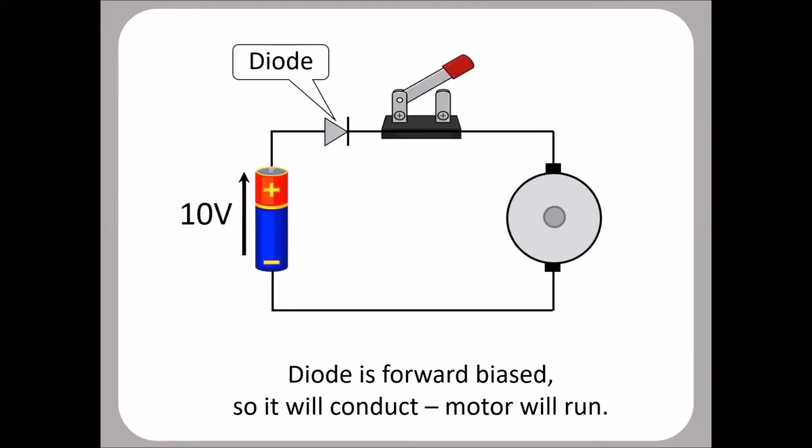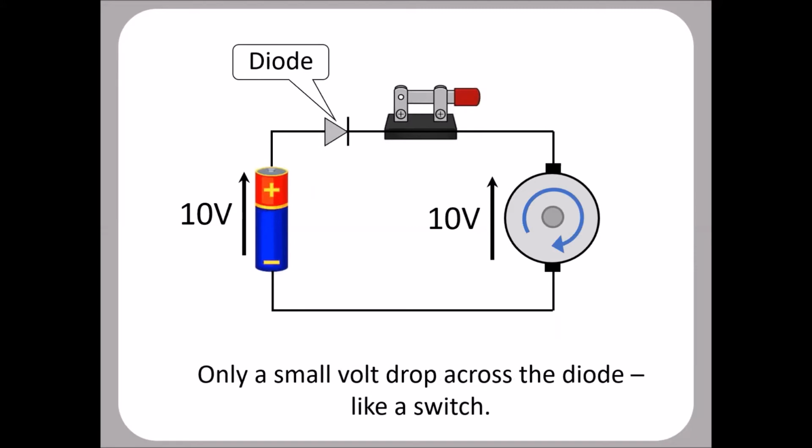However, if we put the diode that way round and close the switch, the motor will go. And the purpose of this diagram is to show that the diode doesn't really waste much of the voltage that comes out of the battery. We've got 10 volts there. I've said that all of it gets to the motor. Well, it doesn't quite, but it's more or less as shown there.